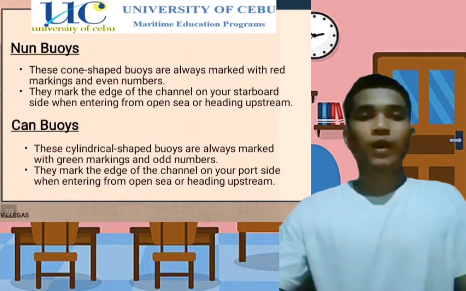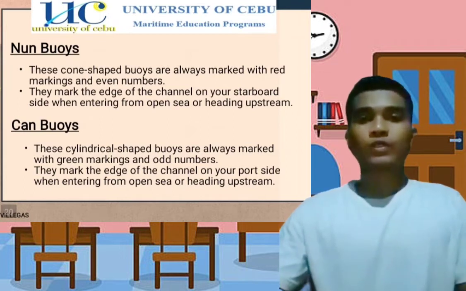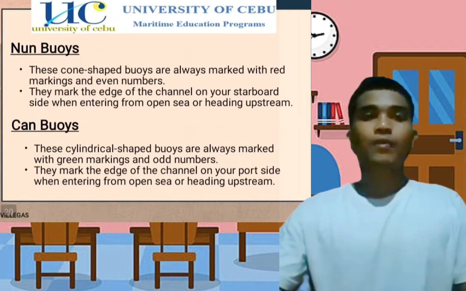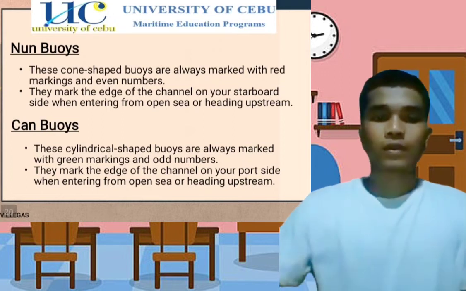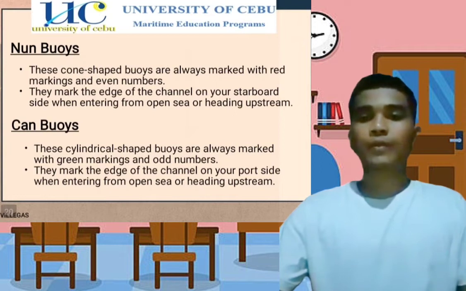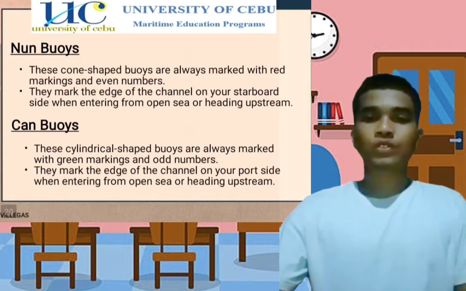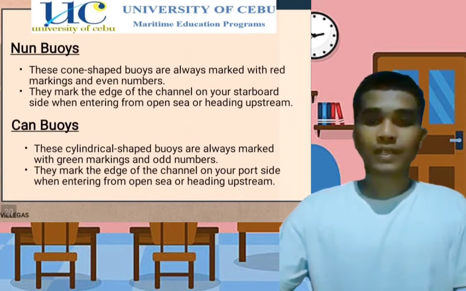So the other one, non-buoys. These cone-shaped buoys are always marked with red markings and even numbers. Second, they mark the edge of the channel on your starboard side when entering from open sea or heading upstream. So my understanding about nun buoys is that it is a red metal buoy made of two cones joined at the base, usually marking the starboard side of a channel approach from the sea.